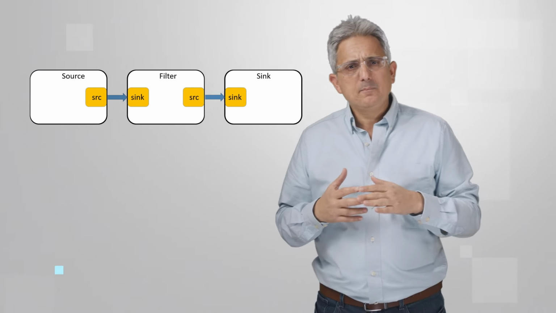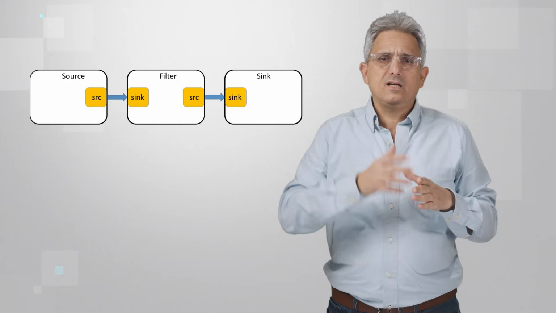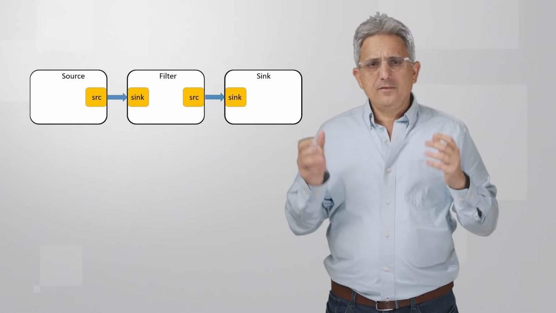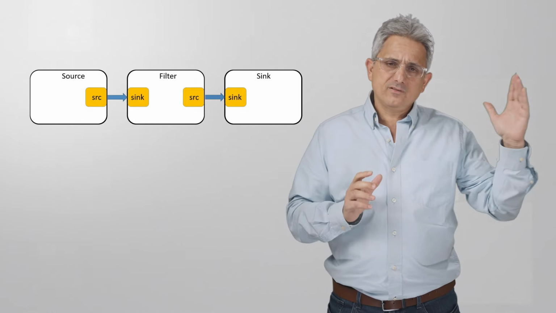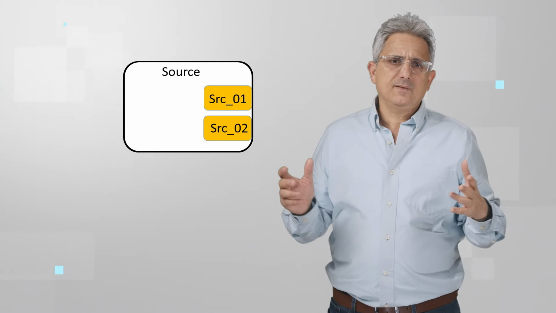A pipeline must have a source and a sink and as many filters as you like in between. And the data flows from the source to the sink. And there are many complex elements, of course.